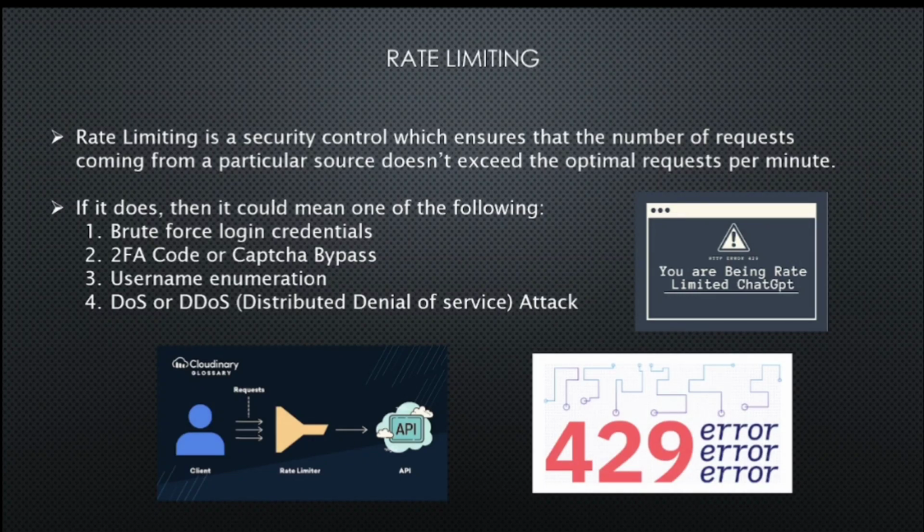So one try means one request per second, which means that there is a particular limit to which a normal user can send requests. For example, if I'm logging in, I can't send 100 requests in a second. That's not at all possible for a normal human being, a normal user using a website. That is called the optimal request per minute, the request per minute which a normal user is able to send.